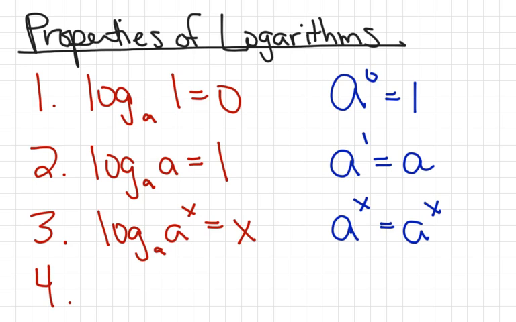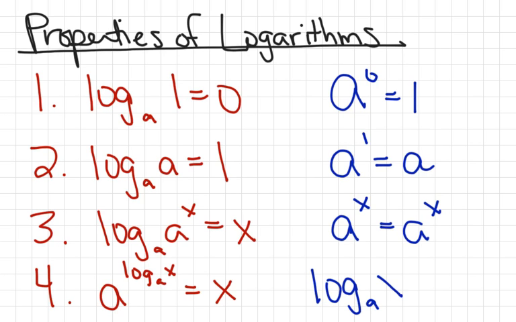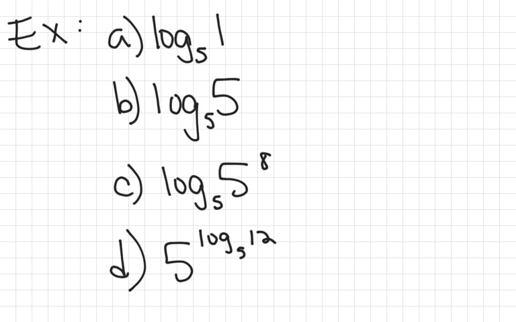The last property is a little trickier. It says a raised to the log base a of x is equal to x. This one's written in exponential form rather than logarithmic form. So basically it says if I go the other direction, if I rewrite this in log form, the log base a of the other side is x is going to equal the exponent, and the exponent is log base a of x. Let's look at some of these properties.